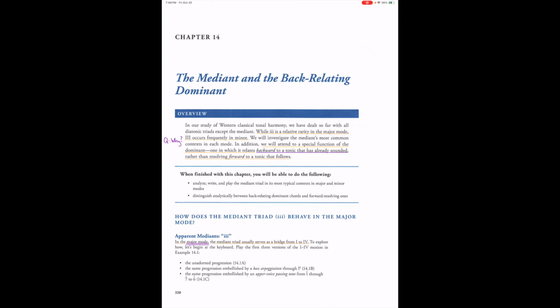Hello everyone, welcome to chapter 14. We will be discussing the mediant chord and also a new thing known as the back-relating dominant. We'll get to that at the end of the chapter.